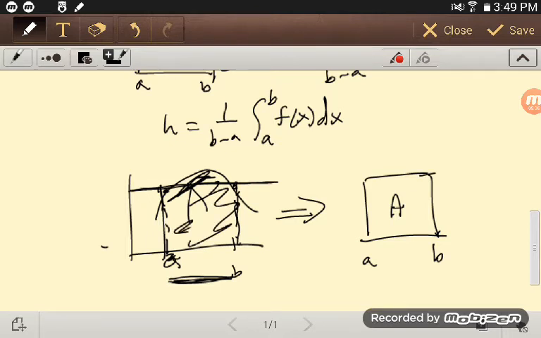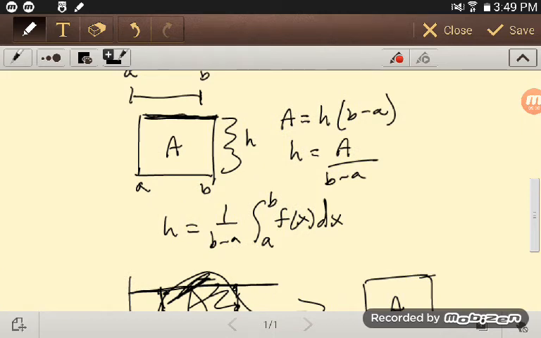And again, how would you do it? Well, I've got the area, I've got the width, I just need the height, so solve for the height. But where did that area come from? It came from that integral right there. So there you go, there's the average value of f. So f bar is that.